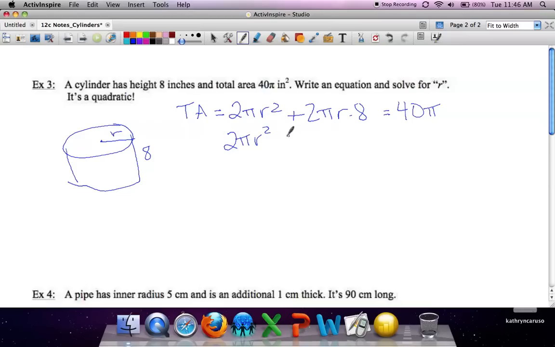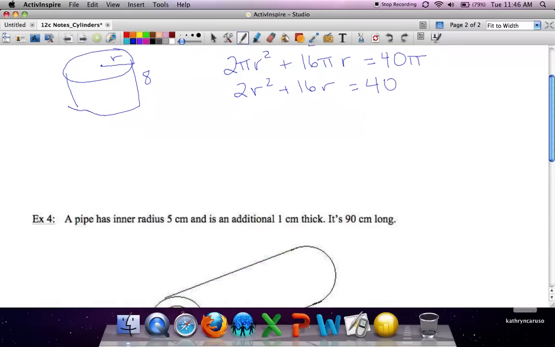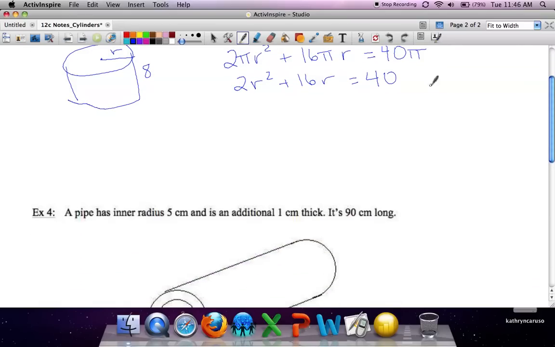Let's tighten up the second term by multiplying 8 times 2, which is 16. Notice we can divide everything through by pi and be left with this. So I'm going to stop you here and see if you can solve this quadratic equation. Finish this for class before you come into class tomorrow.